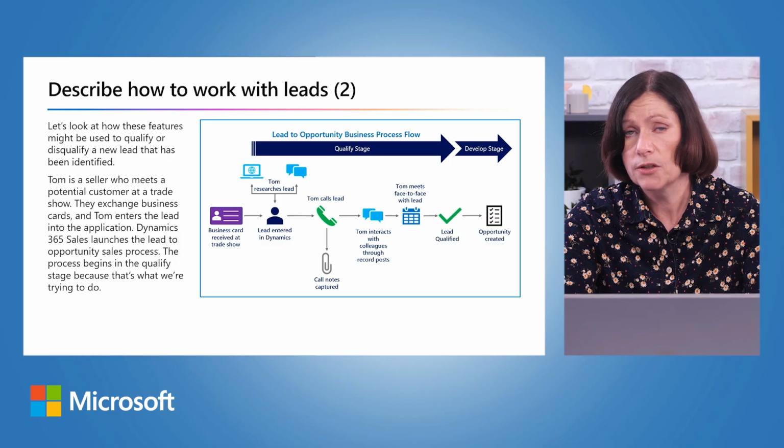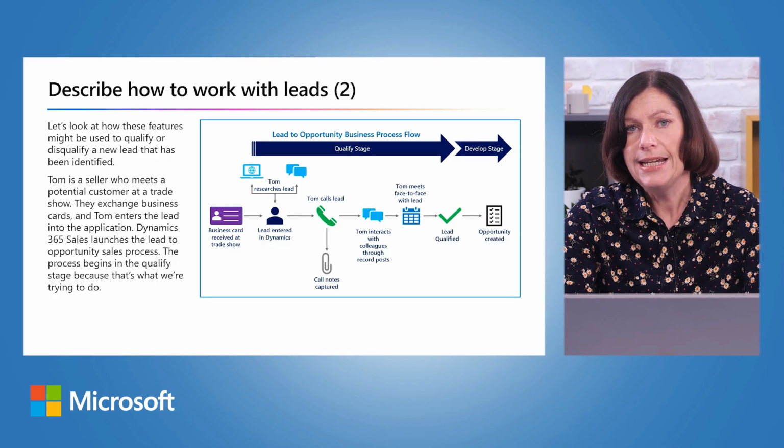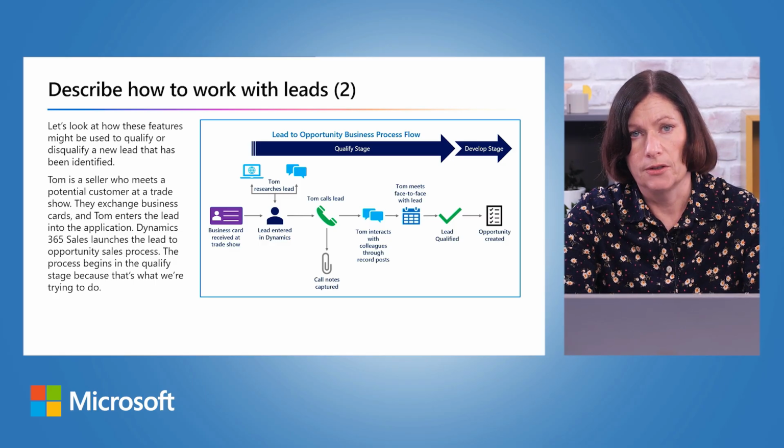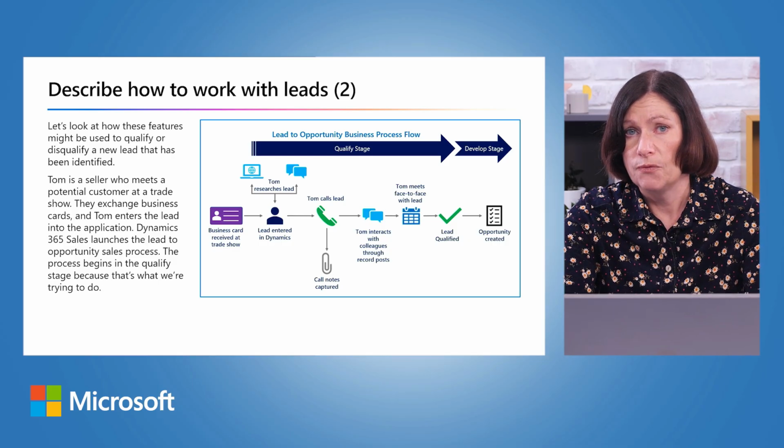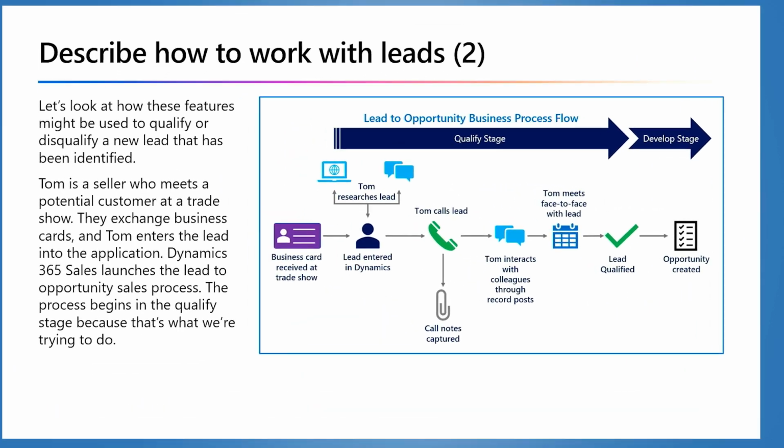The meeting is successful, so Tom qualifies the lead and the lead record is closed and a new opportunity record is created. The lead to opportunity sales process advances to the develop phase. Lead information is visible at any point by selecting the qualify phase.